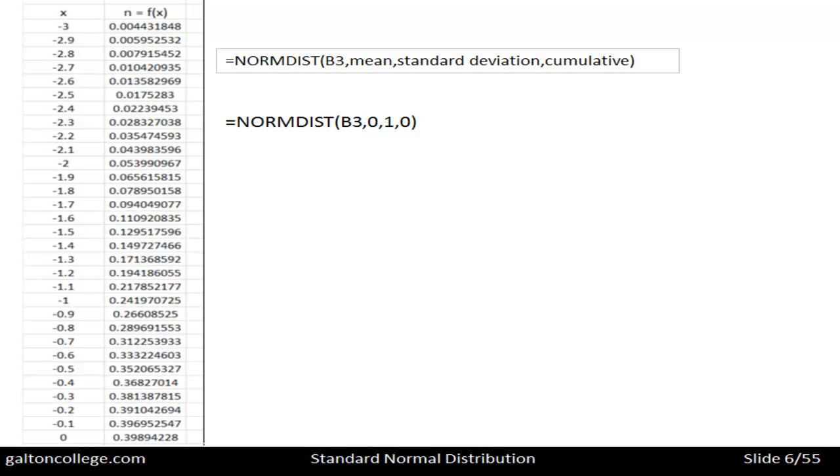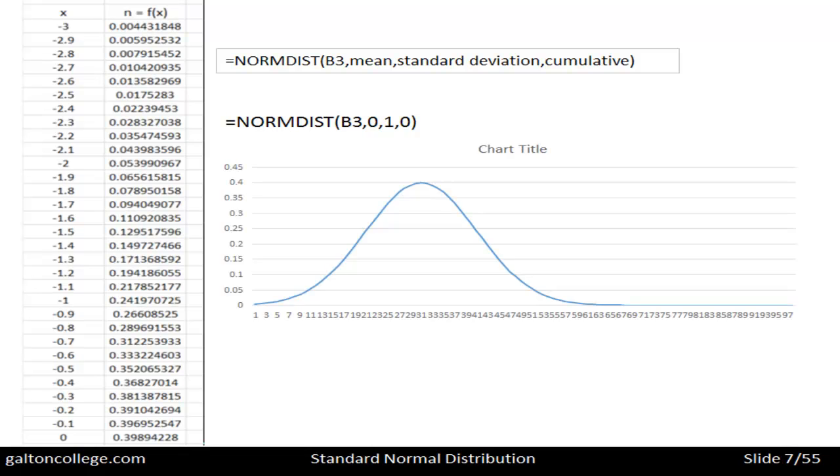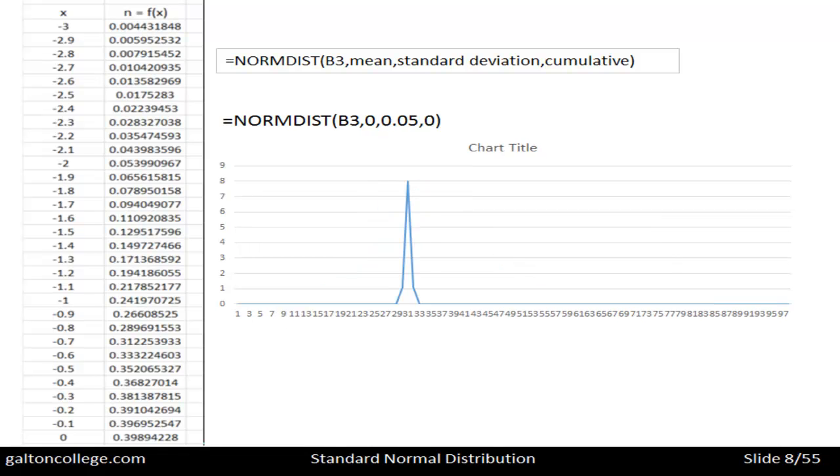We know what x is, and we have the normal calculation of the normal distribution on the right. So these are the calculations we have generated. And when you do that, you will get this curve here, which is our normal distribution. What we need to do is to get this into a standard normal distribution.